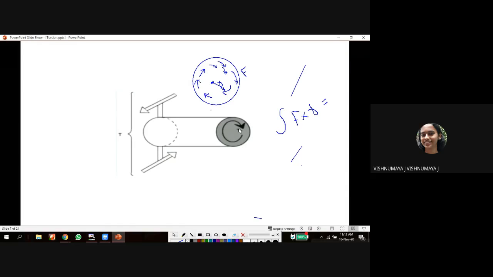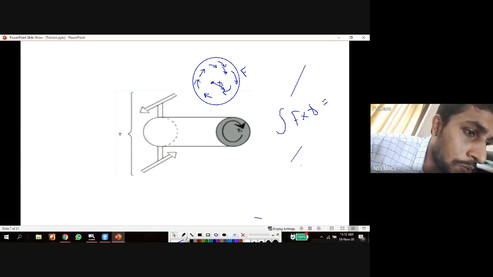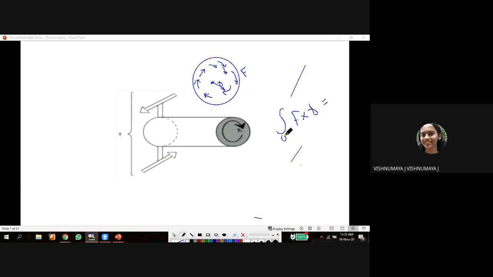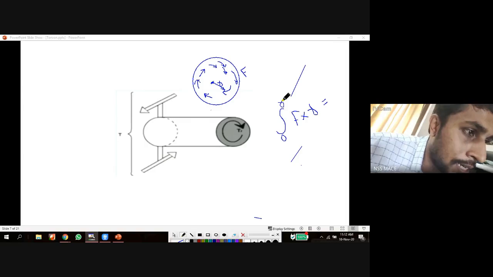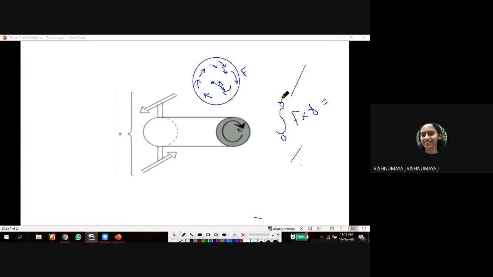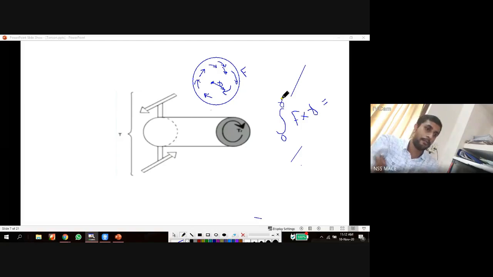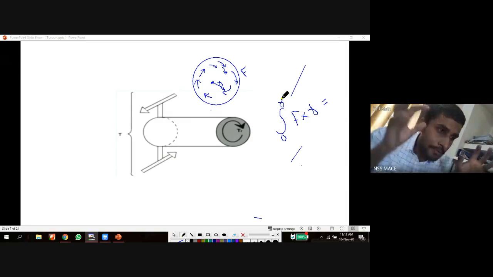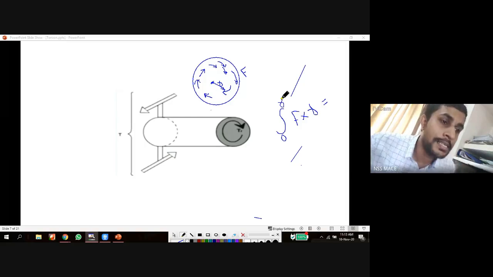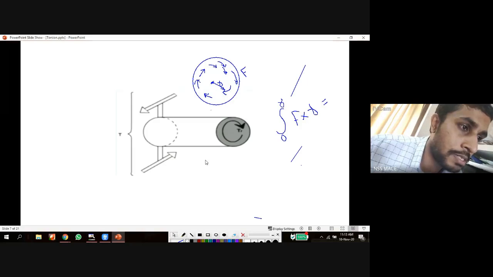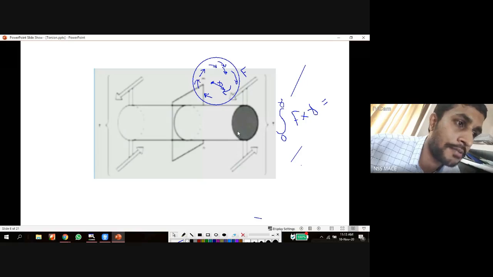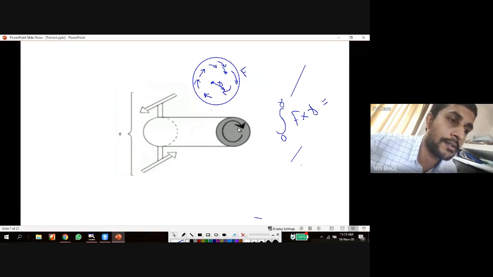Integral 0 to r. Okay, that means from the center to the outer surface. We will discuss more detail about this, but this is the concept. Integral 0 to r, F into r is the total moment of all the shear forces with respect to center. This summation of all the moments with respect to center is the resistant torque developed across the cross section of the body or cross section of the shaft. This one, T_R.